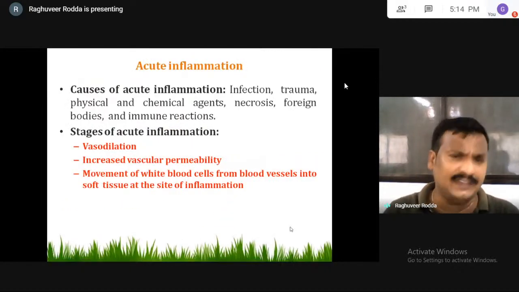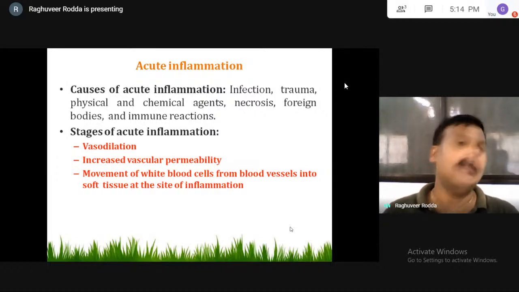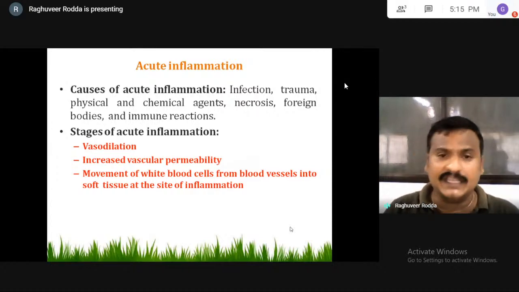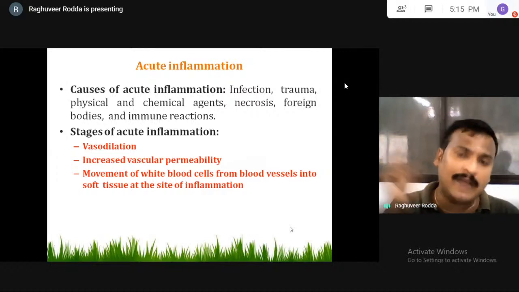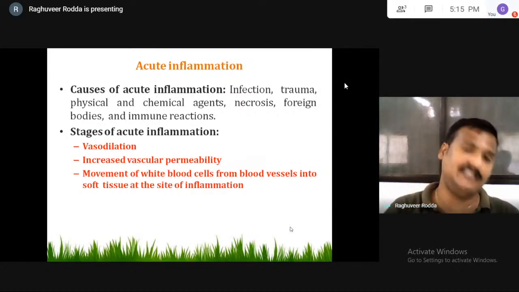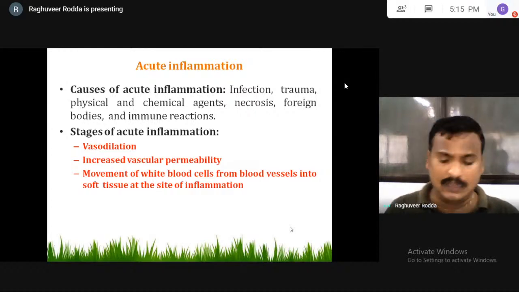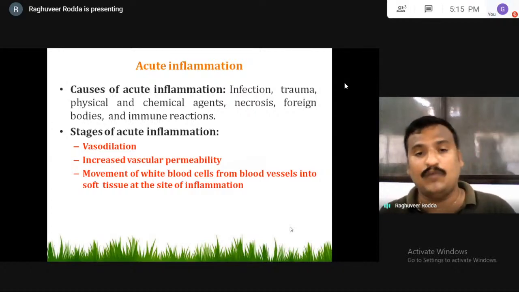So let us see what happens in acute inflammation. The causes, as I said, infection and physical and chemical agents, are all responsible for acute inflammation. Whenever acute inflammation takes place, there is involvement of an antigen and of non-specific antibody to combat the effect of the newly entered antigen. This is done in 3 stages: vasodilation, increased vascular permeability, and movement of white blood cells.